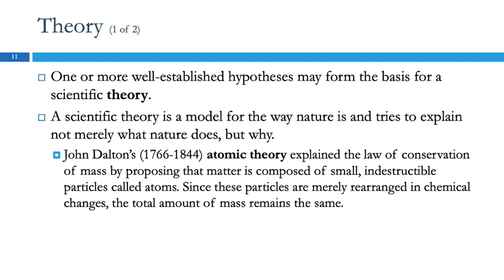So a theory is a model for the way nature is, and explains not only what it does, but also why. And so later, John Dalton proposed his atomic theory, which explains the law of conservation of mass. The law of conservation doesn't do any explaining, atomic theory does. It says the law of conservation of mass is true because matter is composed of these little indestructible building blocks called atoms. And in a chemical reaction, what happens is we're just rearranging those little blocks. And so the mass before and the mass after, of course they're the same.